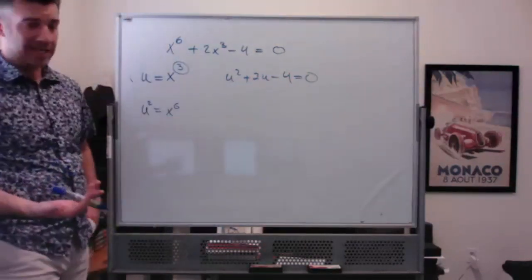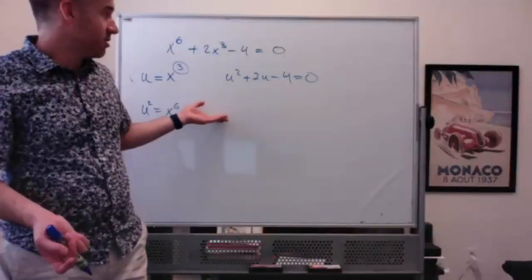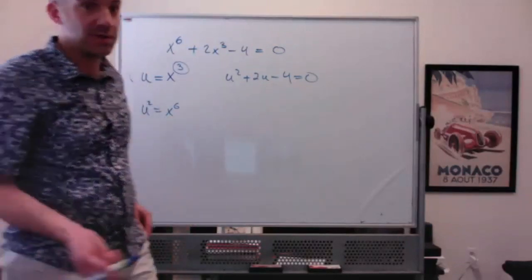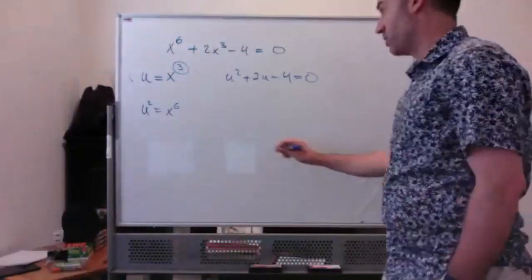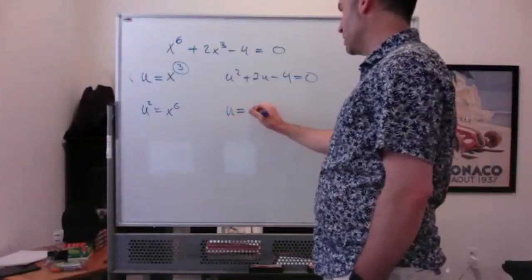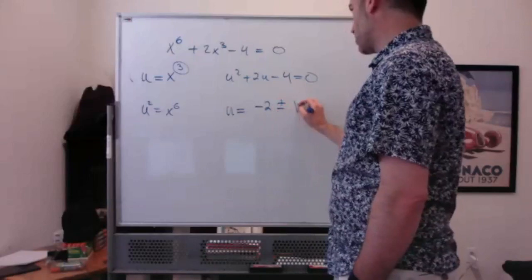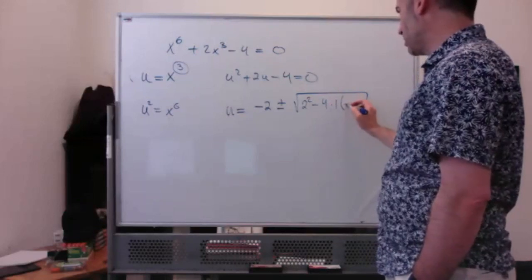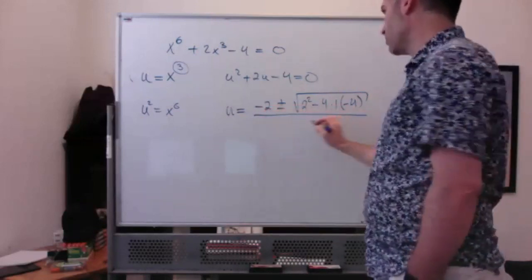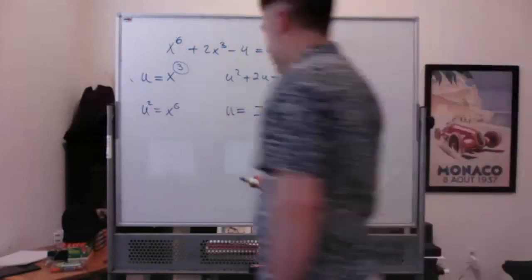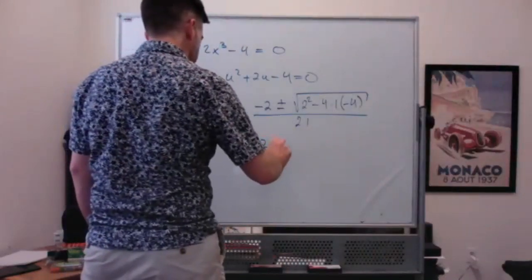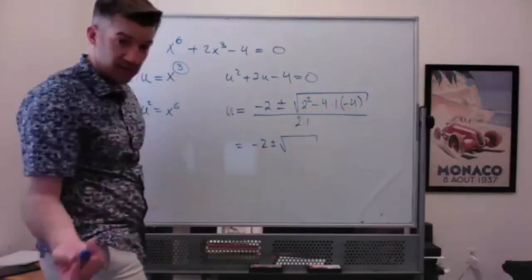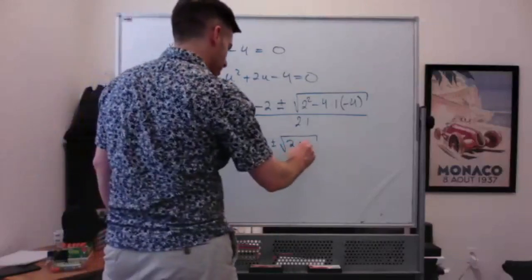And as you might recognize, this ain't going to factor, right? There's no way we can multiply to the -4 and add up to +2. It doesn't work. So instead, we'd have to use the quadratic formula. So we would get u equal to -2 plus or minus the square root of 2 squared minus 4 times 1 times -4 all over 2 times 1. And then we would get -2 plus or minus the square root of 4, and then -4 times 1 times -4 is +16, so 4 plus 16 is 20, divided by 2.